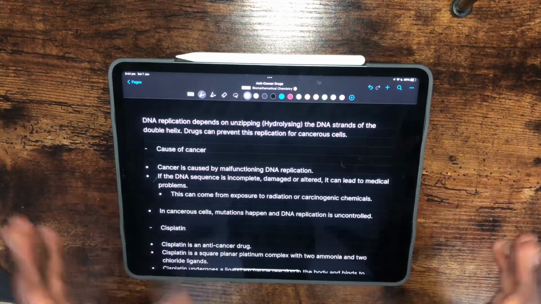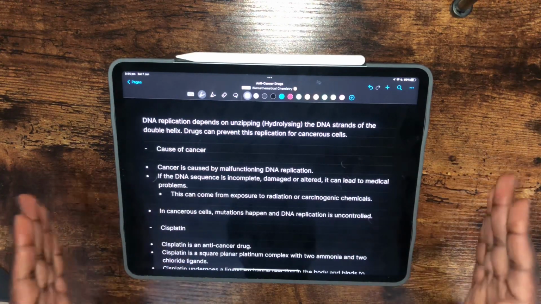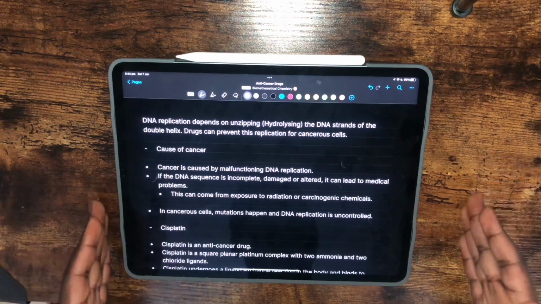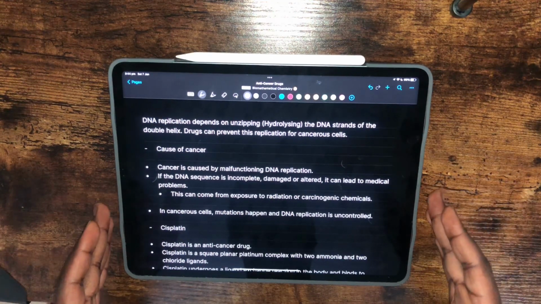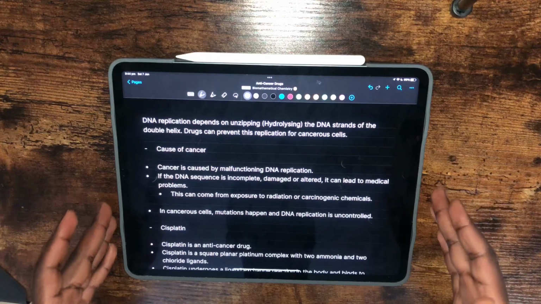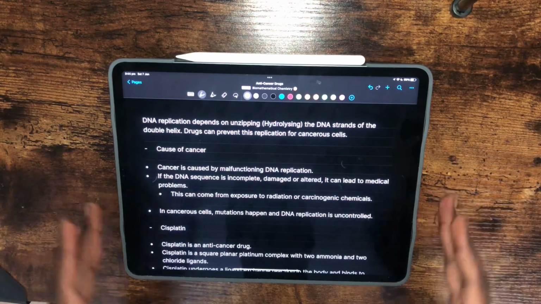I didn't want to make this video too long, but I wanted to have that in mind as I'm going through this video, so you have an understanding of why these cancer drugs are used and how they actually work, so that you just have a great understanding of it.